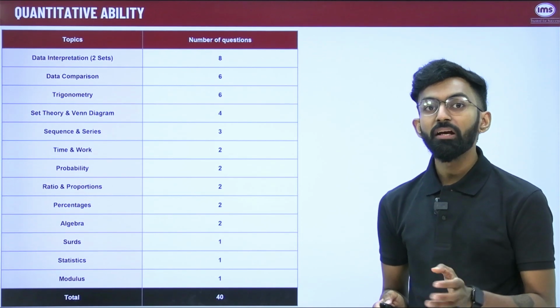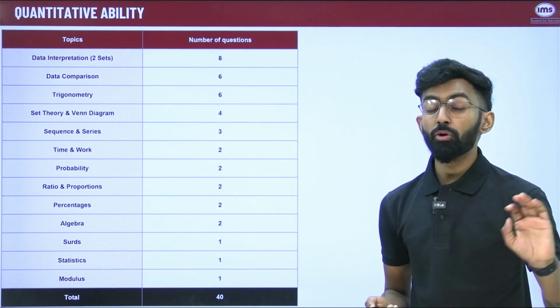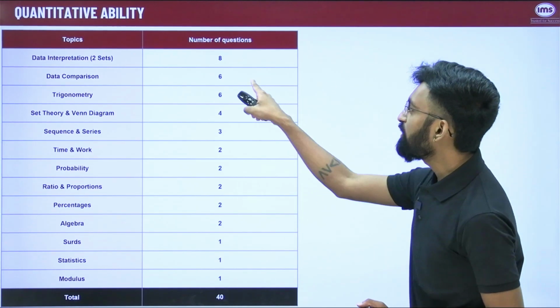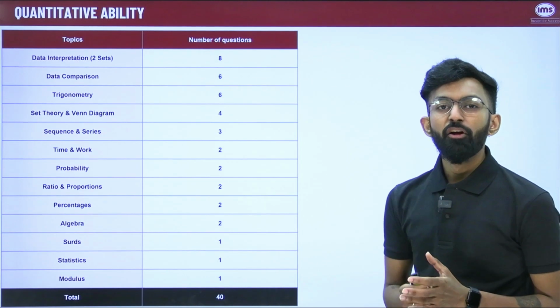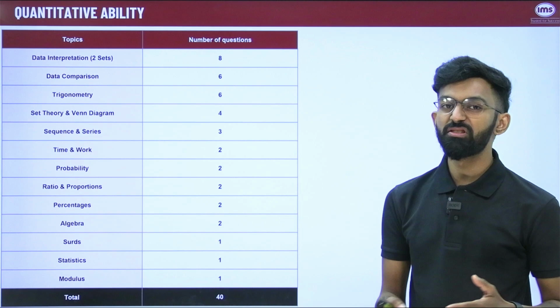Now in NPAT, you need to make sure that you are not wasting more than 90 seconds or 2 minutes maximum on a single question of quants. Now, there were 6 questions on data comparison where there were 2 quantities given and 2 variables, and you had to compare which was the bigger.